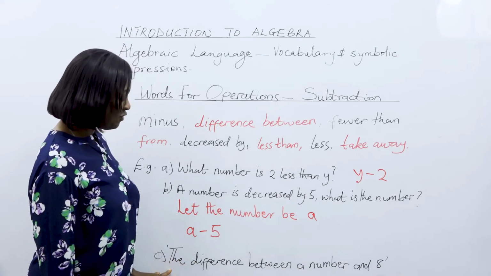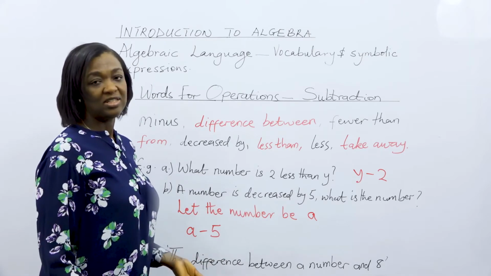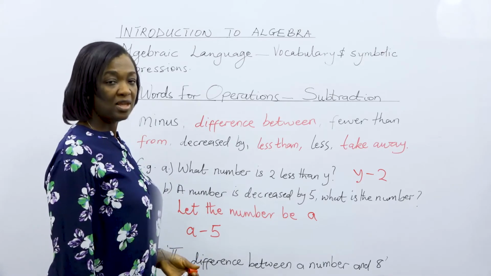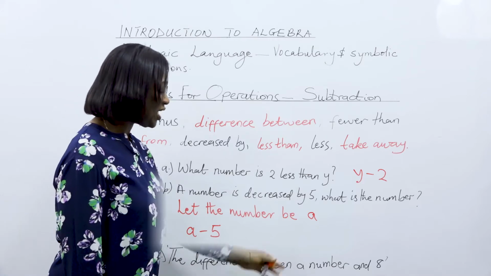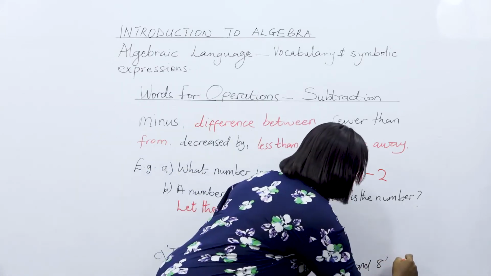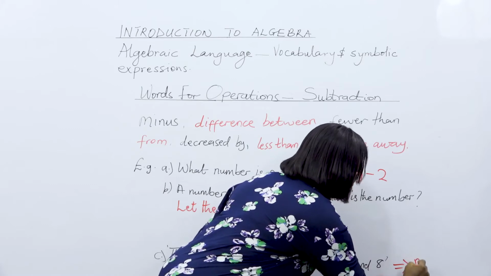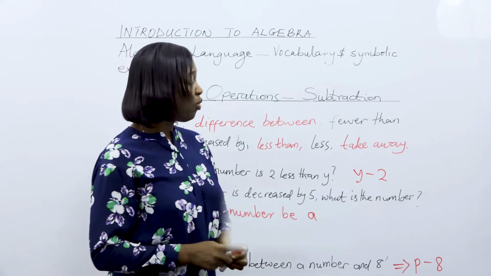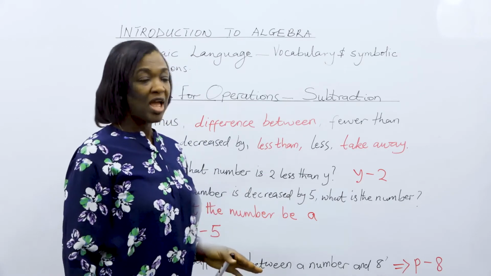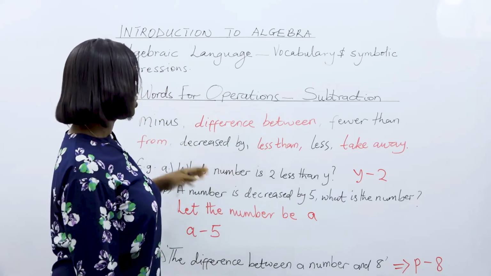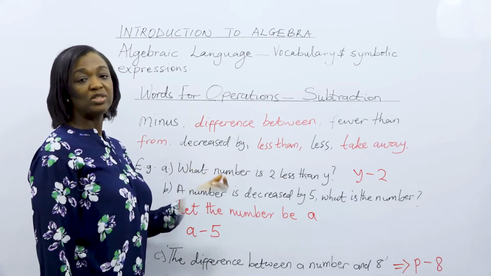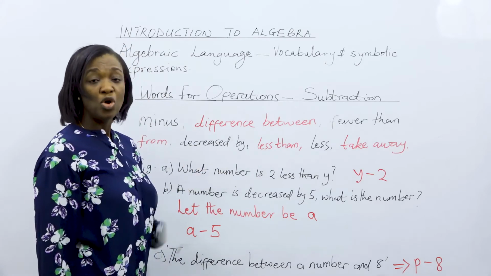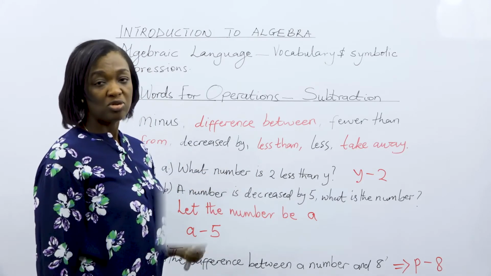Thirdly, the difference between a number and 8. Let that number this time be P. So the difference between P and 8 will be P minus 8. It's important to know what operation to use. When you see these words, difference between, decrease by, less than, less, take away, fewer than, and so on, you know that you are supposed to subtract.